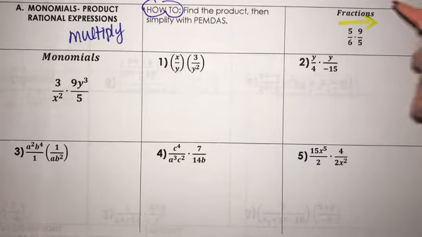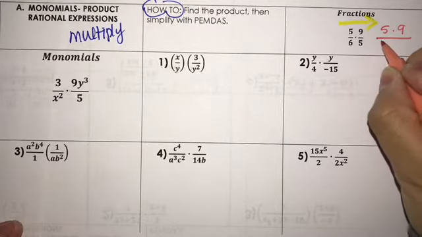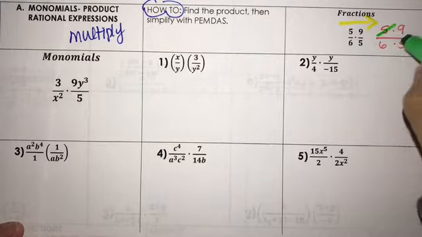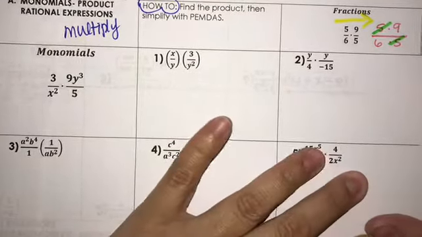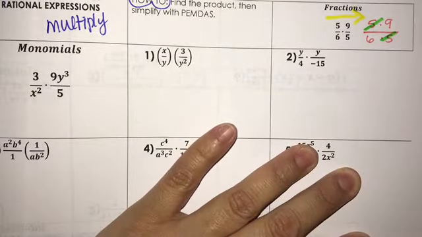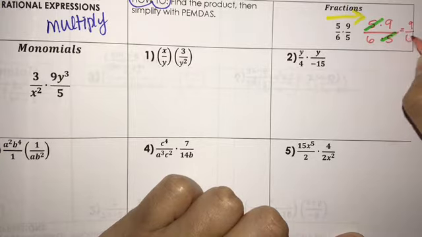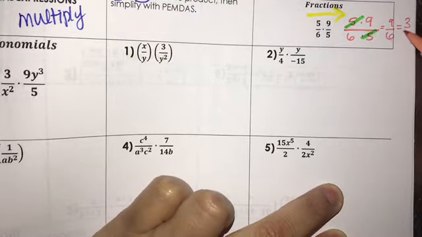When I multiply going across, we're going to say 5 times 9 over 6 times 5. And because this is multiplication, it's also commutative, so you can go ahead and cross out the common factors. And then I will be left with 9 divided by 6, which simplifies to 3 halves.